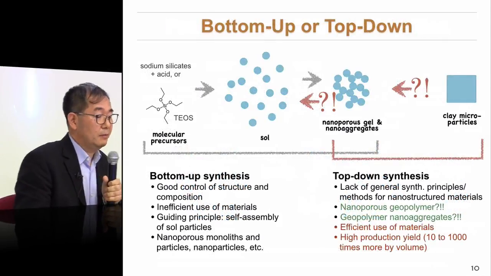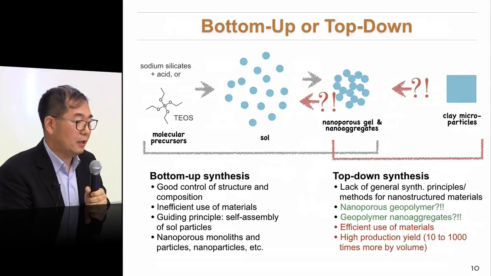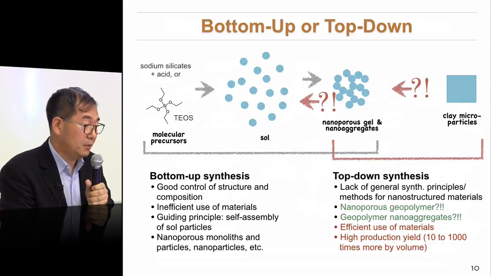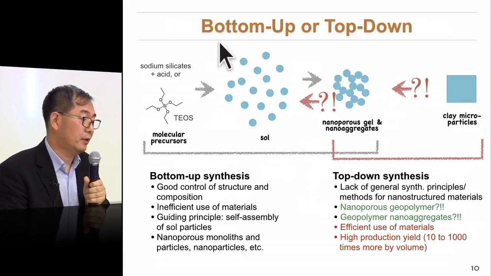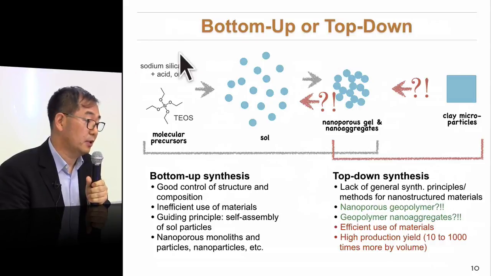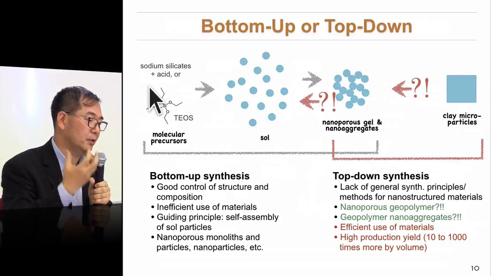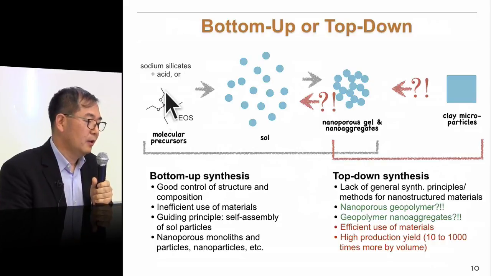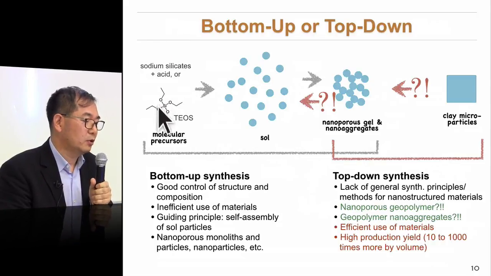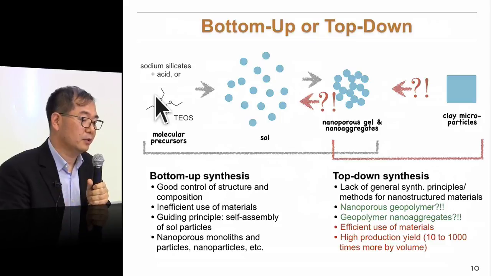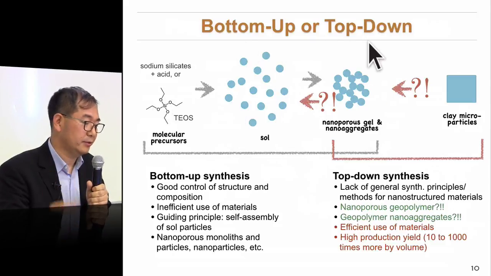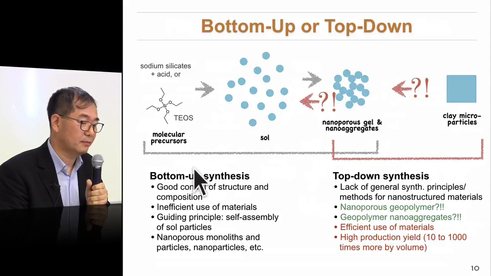So the production of precipitated silica is a so-called bottom-up process. We start with molecular precursors, sodium silicate and acid, or organosilane. So you basically start with these molecular precursors, and then you make sol particles, and then you make nanoaggregates or gel. So that's a bottom-up synthetic process.